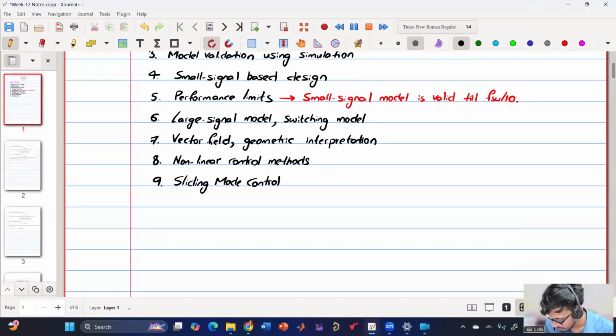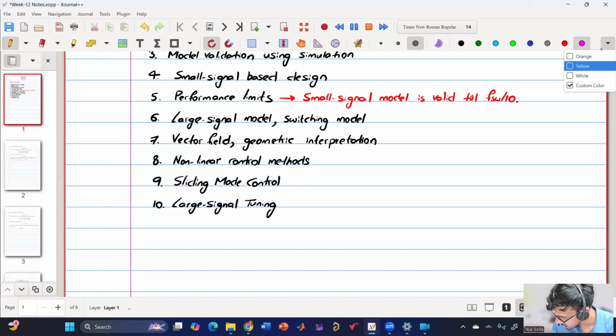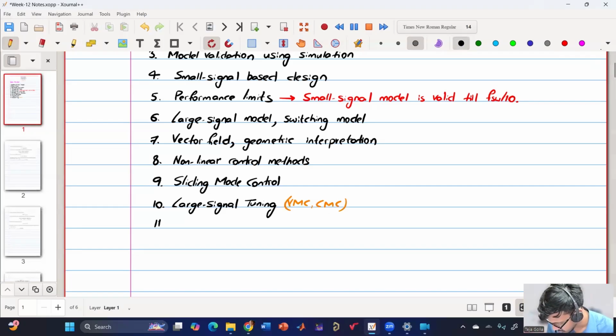Then we also saw the large signal tuning methods, where Sir explained the trajectory-based tuning for both voltage mode control and current mode control to achieve optimal performance, that is, time optimal performance in one switching cycle. And then we also derived the gain expressions and how to get the gains using the model, etc.